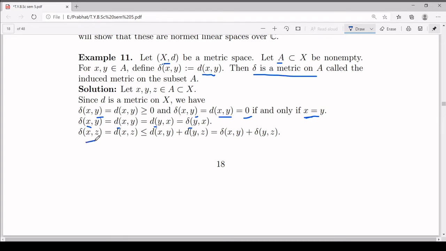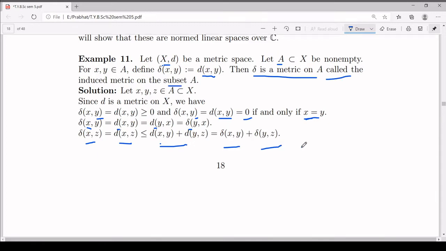So you take delta(x, z), which is d(x, z). Now d is a metric, so it is less than or equal to d(x, y) plus d(y, z), and d(x, y) is delta(x, y) and d(y, z) is delta(y, z). So you have just restricted your map d to A. Therefore, you have proved (A, delta) is a metric space, and the terminology is: the metric delta on A is called the induced metric on the subset A, and this will give you the definition of metric subspace.